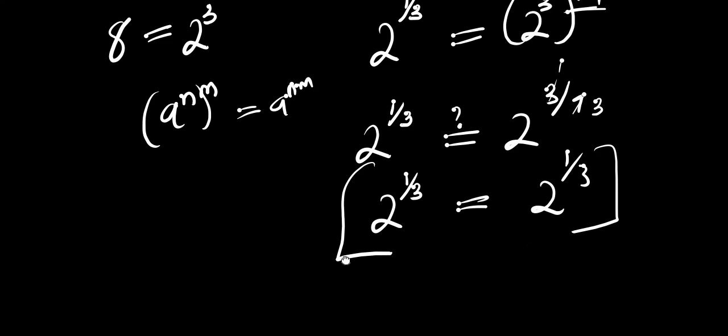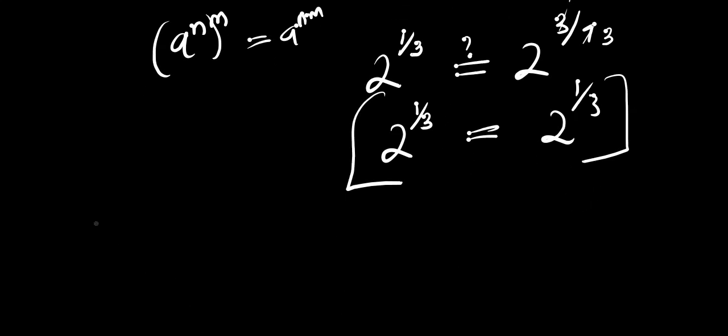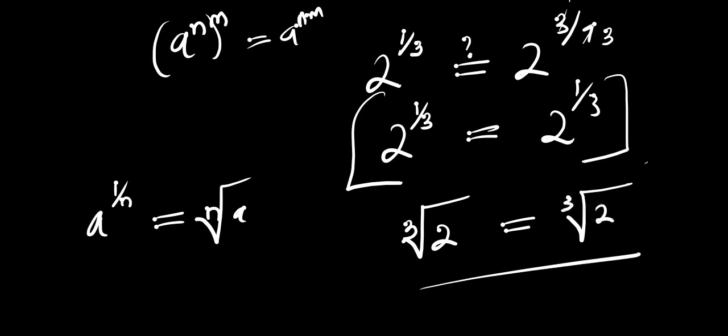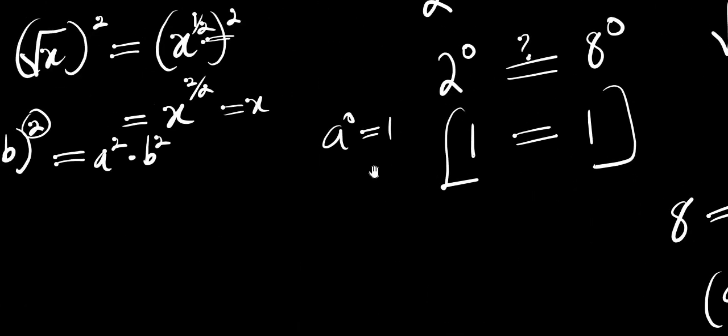In fact, you can simply have it written this way. Remember, if you have a power 1 over n, this equals the n root of a. So you can have it as the cube root of 2 equals the cube root of 2. It's the same thing. Have you seen it? So this is the end of the video, and the two solutions are proven to be correct.